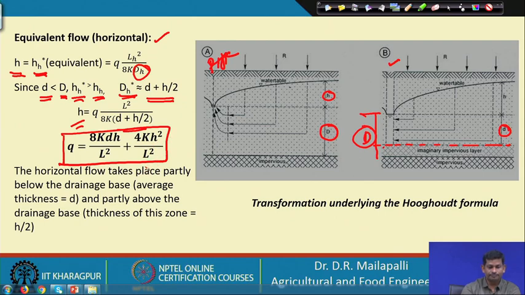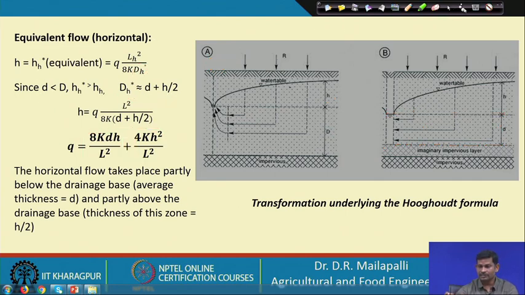Okay. So, here if you observe clearly, the horizontal flow takes place partly below the drain base. So, here h square is above the drain base and this is below the drain base. So, the horizontal flow is taking place not only above the drain base, but also below the drain base. So, these two parts, the flow to the drain, are taking place.